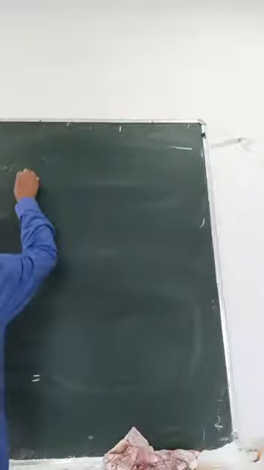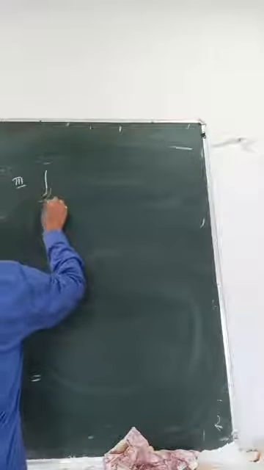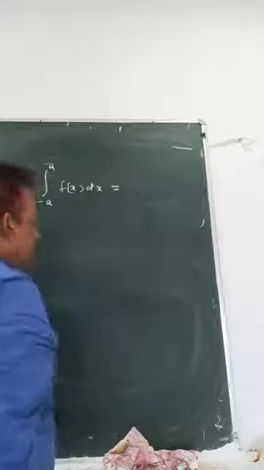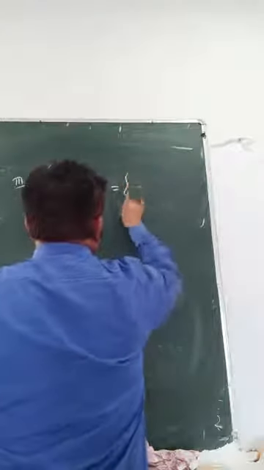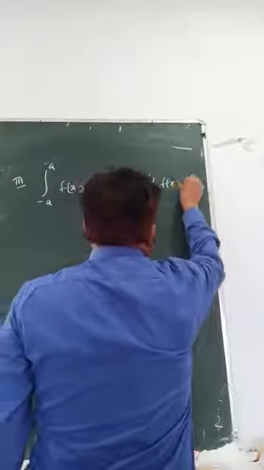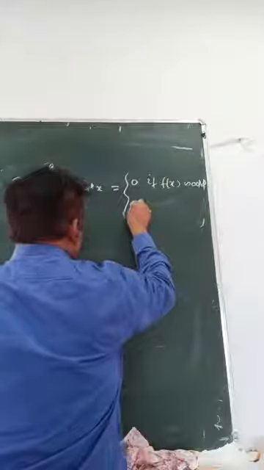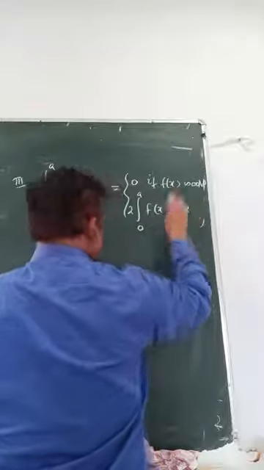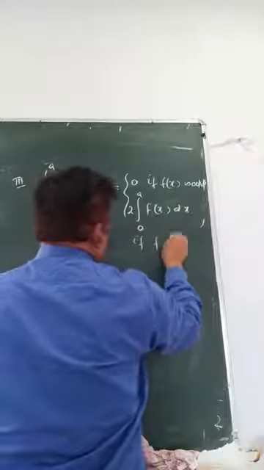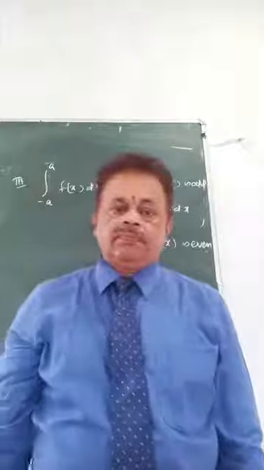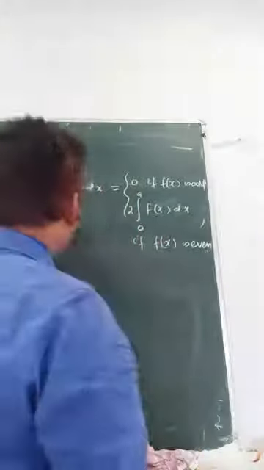Okay, now let's take property 3. Integral from minus a to a of f(x) dx equals 0 if f(x) is an odd function, and 2 times integral from 0 to a of f(x) dx if f(x) is an even function.